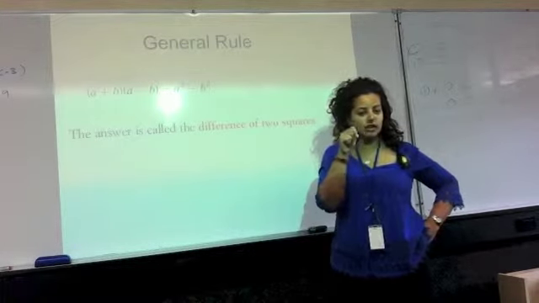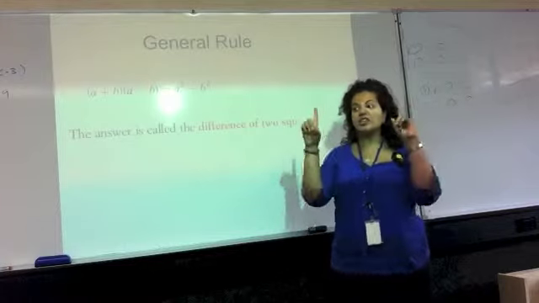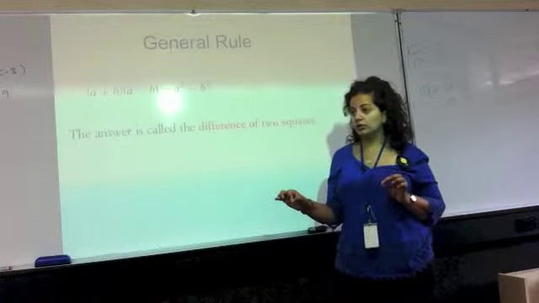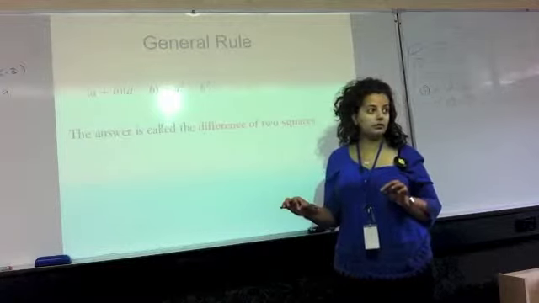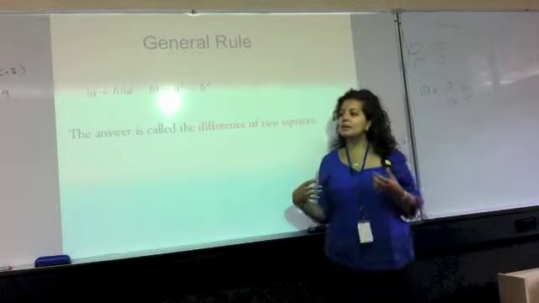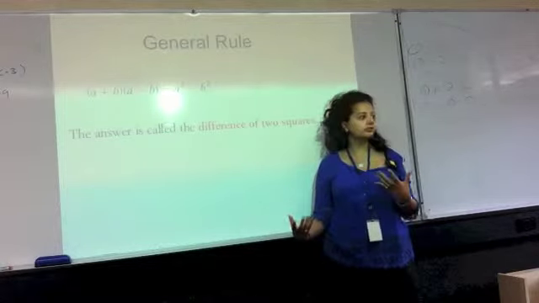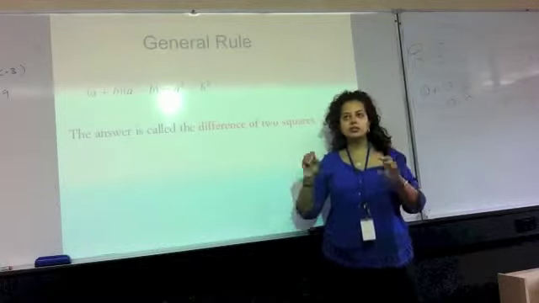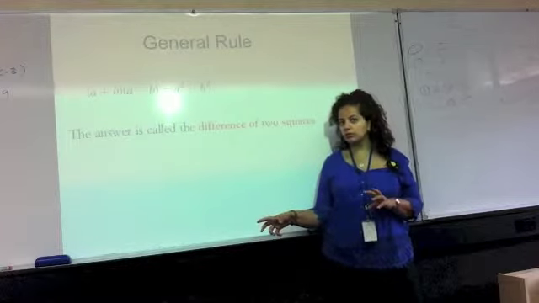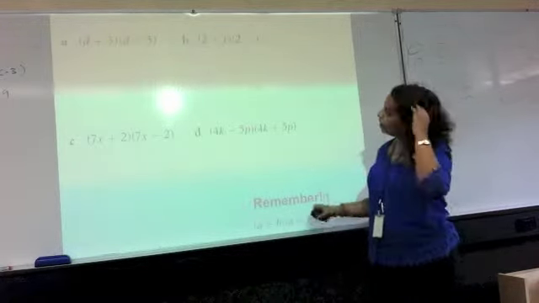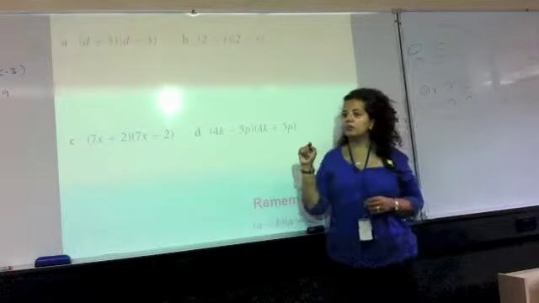Difference of two squares. The word difference means the signs are going to be different. One's going to be positive, one's going to be negative. Always. But they'll be the same letter and number. But one will be positive and one will be negative. Hence the word difference of two squares. So, for example, visual check, one's positive, one's negative.